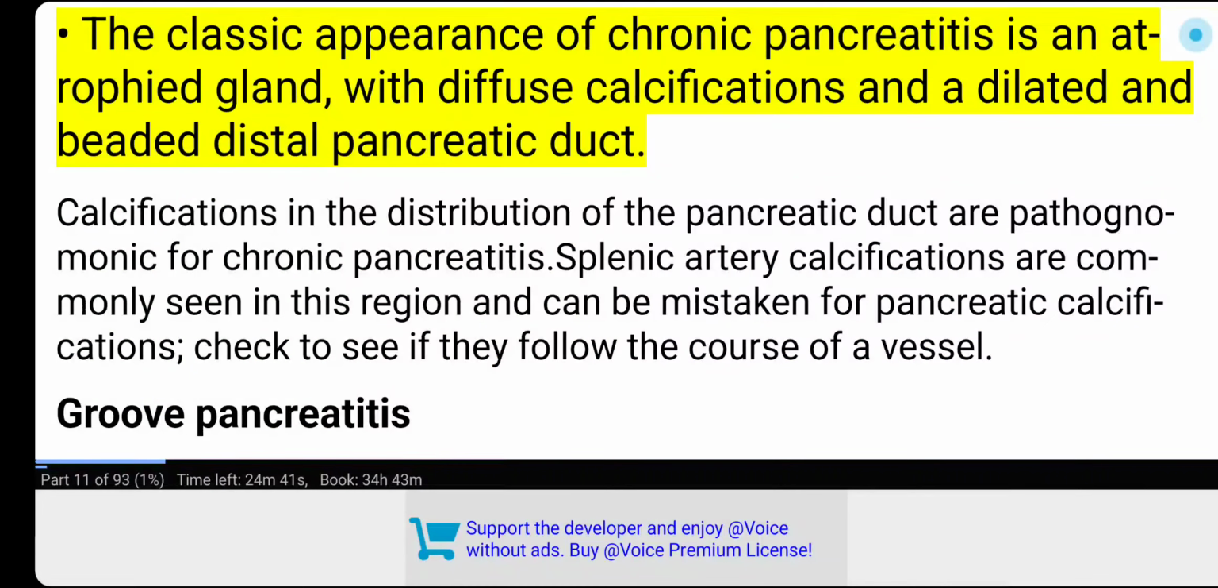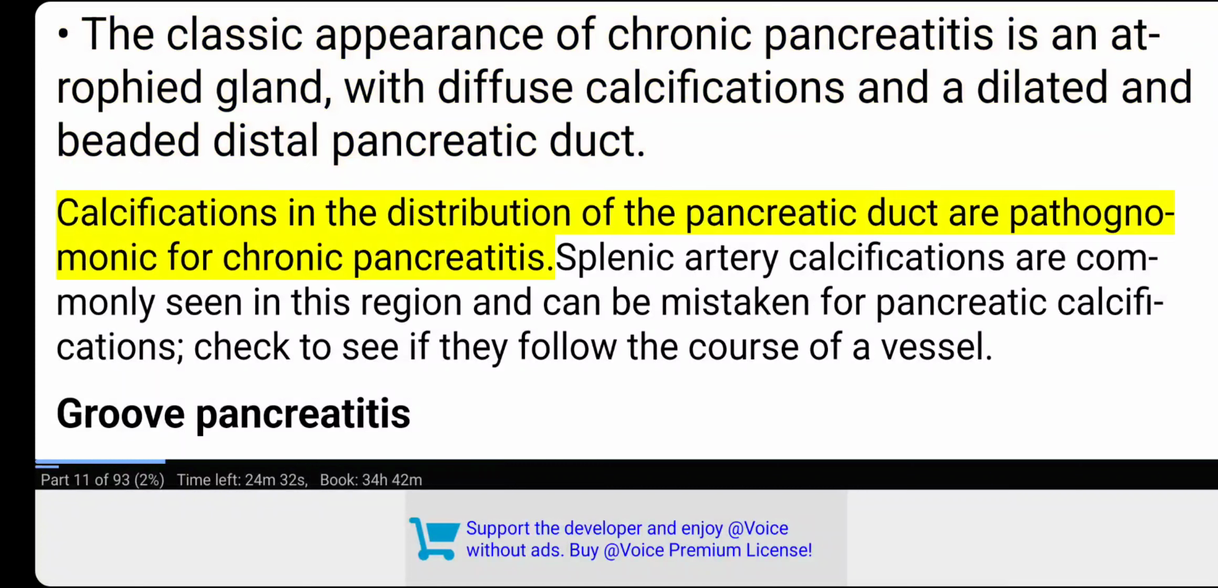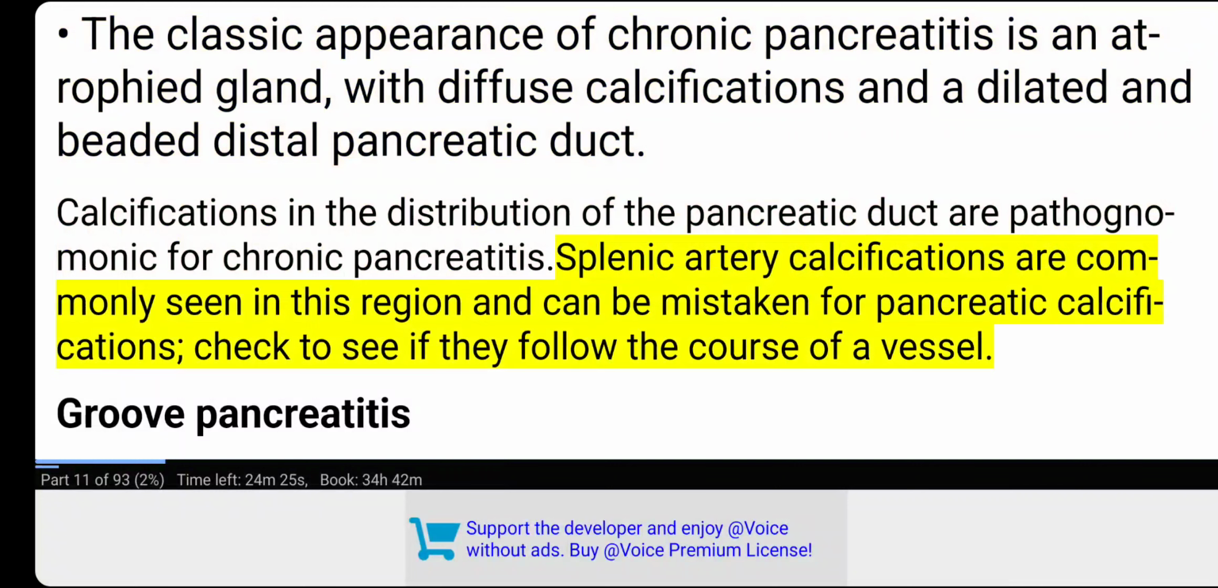The classic appearance of chronic pancreatitis is an atrophied gland, with diffuse calcifications in a dilated and beaded distal pancreatic duct. Calcifications in the distribution of the pancreatic duct are pathognomonic for chronic pancreatitis. Splenic artery calcifications are commonly seen in this region and can be mistaken for pancreatic calcifications. Check to see if they follow the course of a vessel.